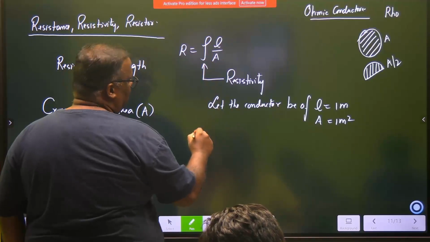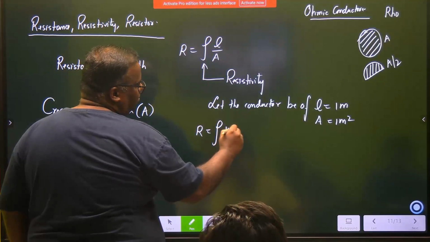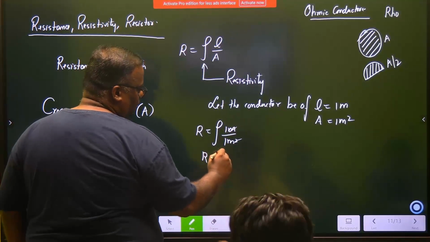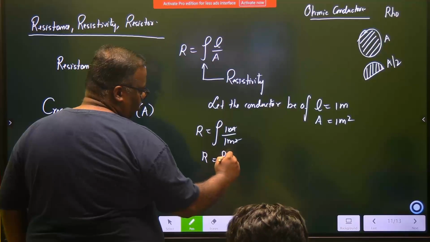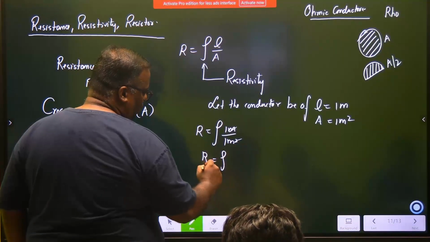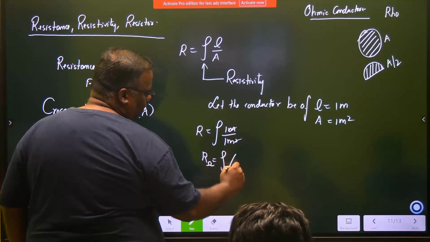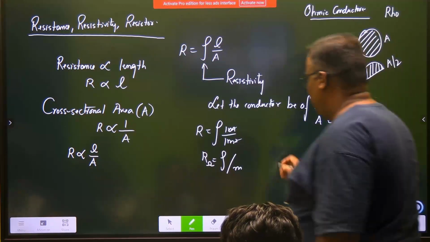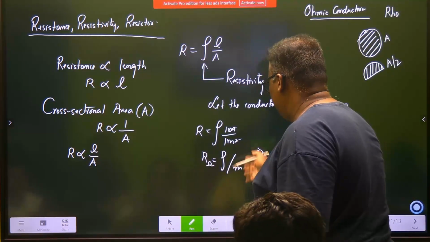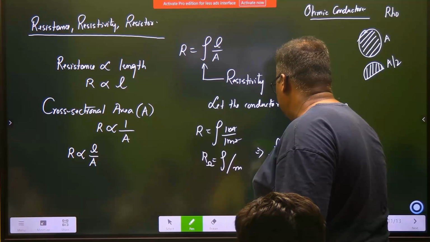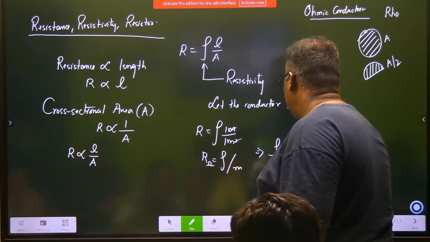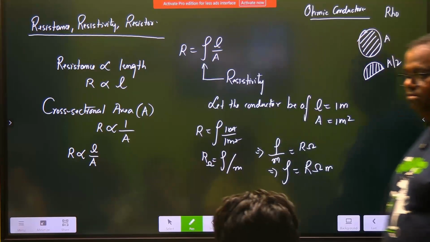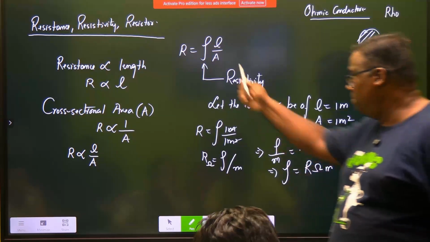Let us see how this turns out. R is equal to rho times 1 meter by 1 meter square. Meter takes away 2. So I get R is equal to rho, and if you go by units, I have ohm on this side and I have a by meter on this side. Understood? 1 meter remains. Rather than writing first, understand. So if I change it, it becomes rho divided by a meter is equal to R with ohm. And I further say rho is equal to R ohm meter.